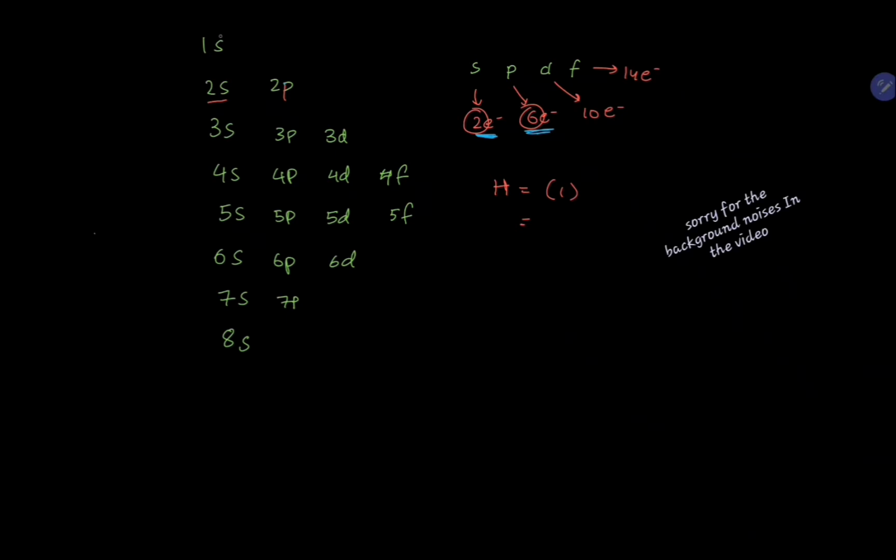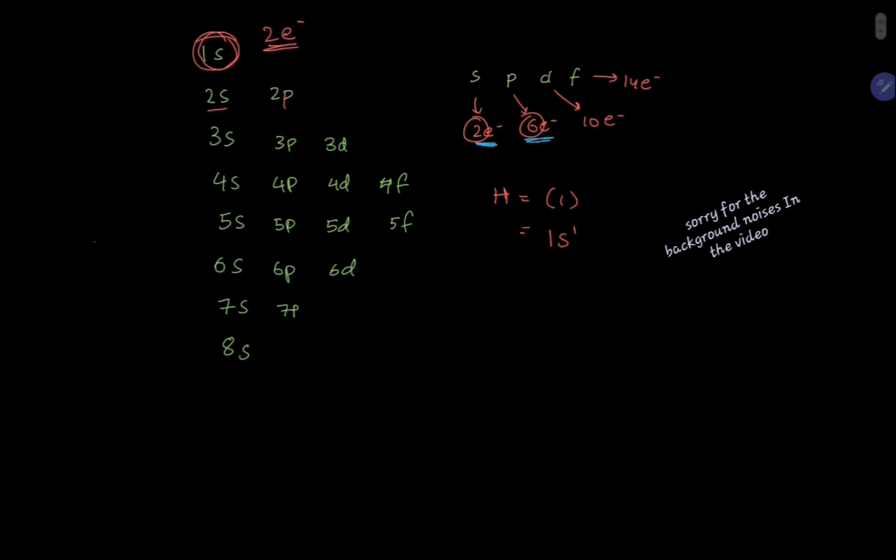Even if 1s can take up to 2 electrons, capacity of s shell, only 1 electron is present in hydrogen. So what will it do? It will give that 1 electron. So how many electrons did the s shell take? 1 electron. You'll get familiar as we go through a few more examples.